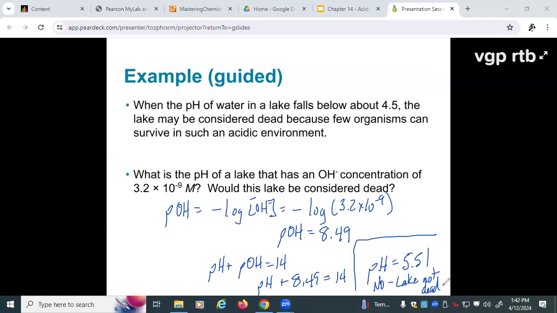Just remember what the first calculation would be otherwise. 1 times 10 to the negative 14th divided by 3.2 times 10 to the negative 9th, and then taking that result and taking the logarithm of it to get the pH. I think this is just a little bit easier.